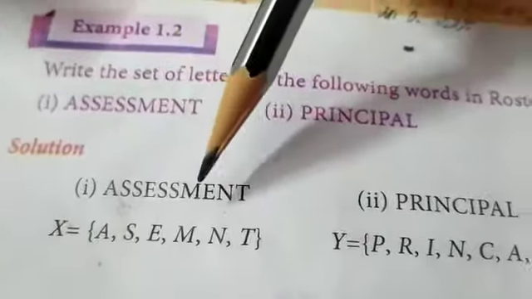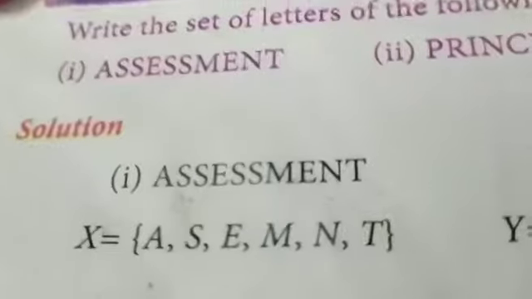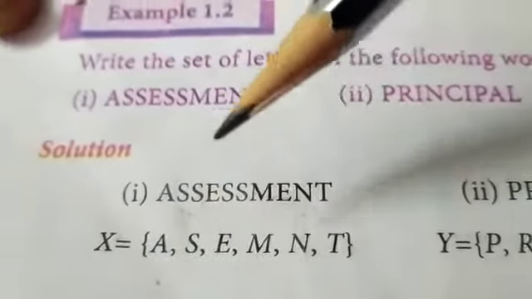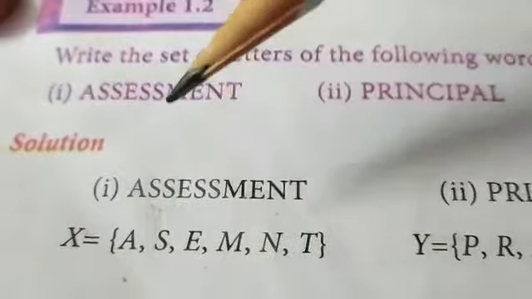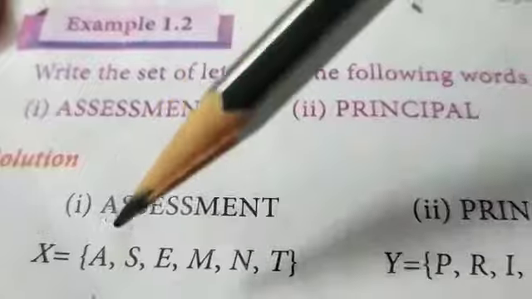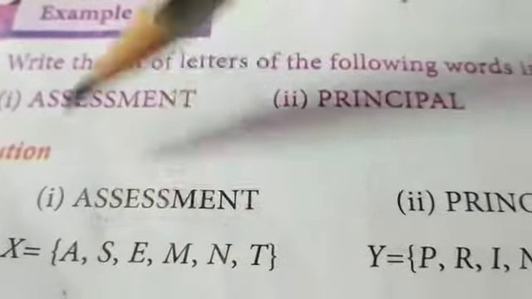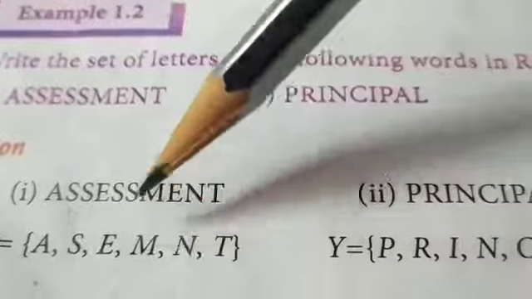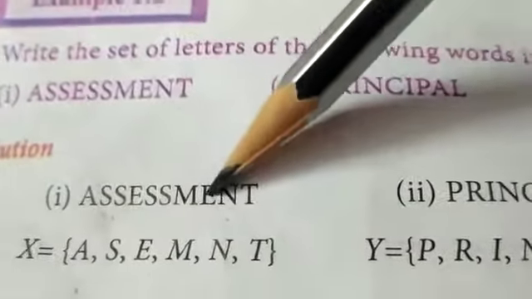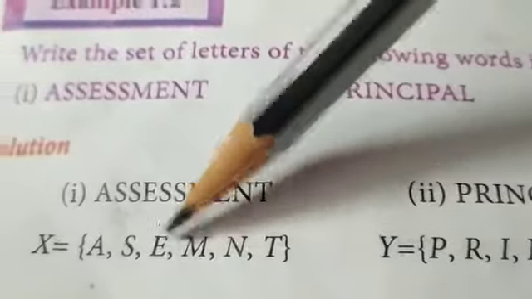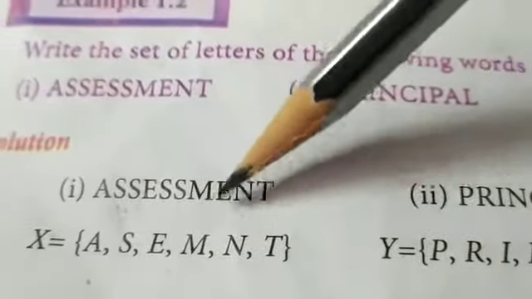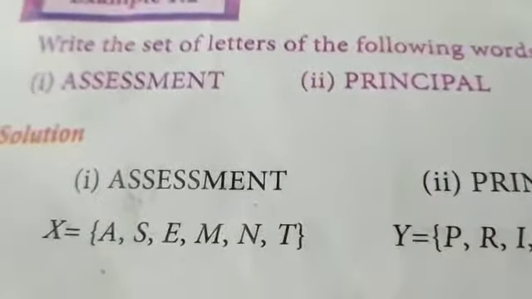But always you should represent it once only in the answer, if at all it is represented several times in the question. So here 4 S are there, we should represent only one S. So we are taking A, then one S, and E will be the same and M will be the same, and also here too E is 2 times, but we should write it only one time. So already we have written it, so no need to write it the second time. So N will be there and T will be there. So this is our first set.